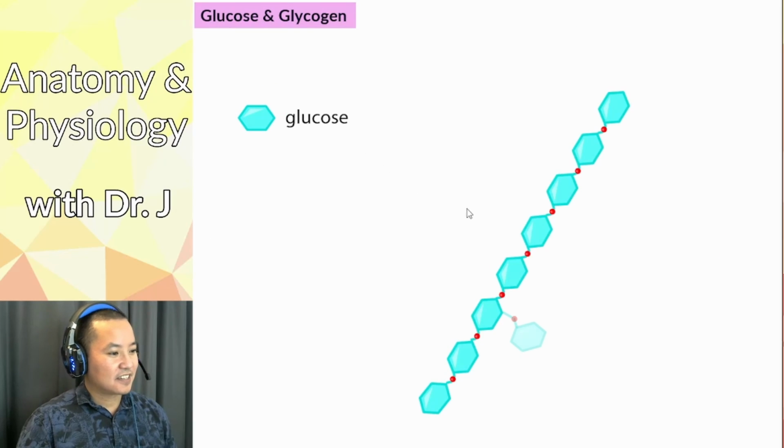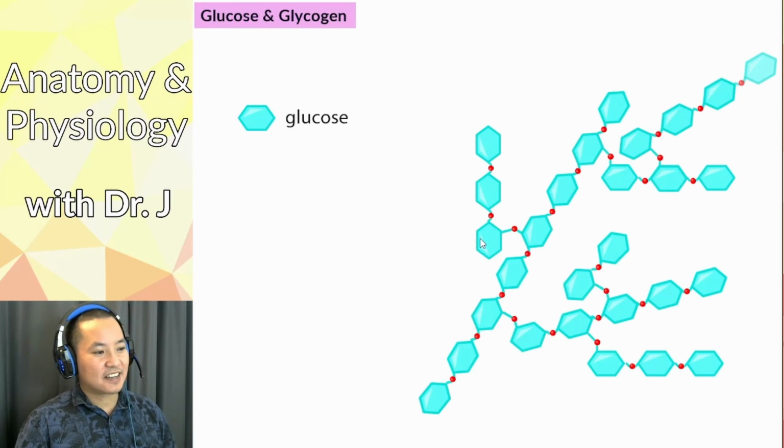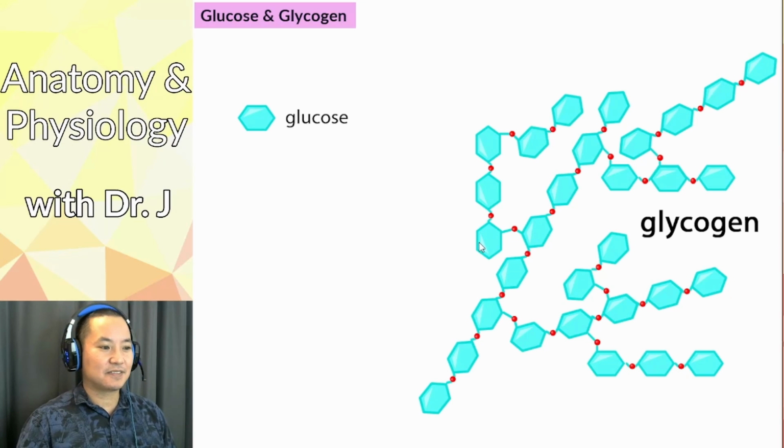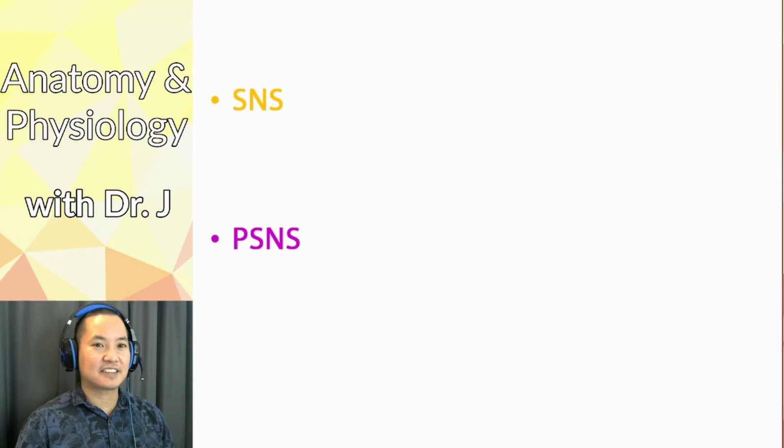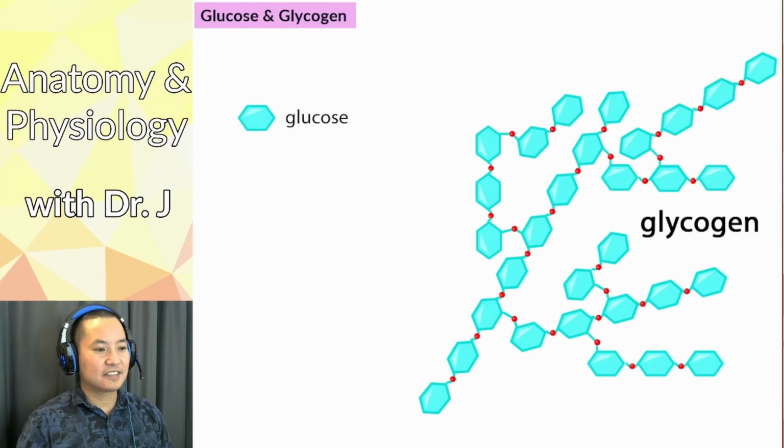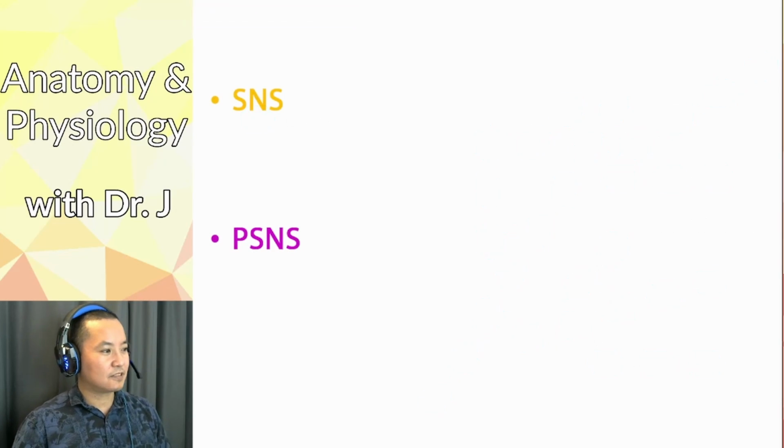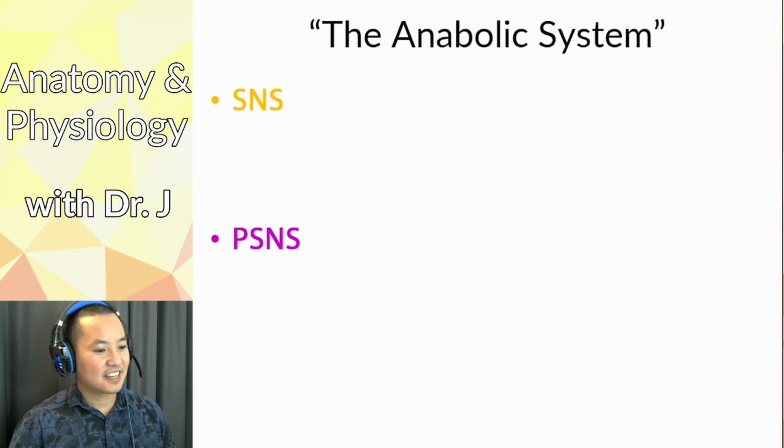So with glucose and glycogen, what's going to happen with parasympathetic activity is that glycogen is going to be made. So you're going to take all the excess glucose and make it into glycogen. Now this is unofficial, but I like using this because not only do I associate sympathetic with exercise, but for the digestive system, just a guess, which do you think is the anabolic system?